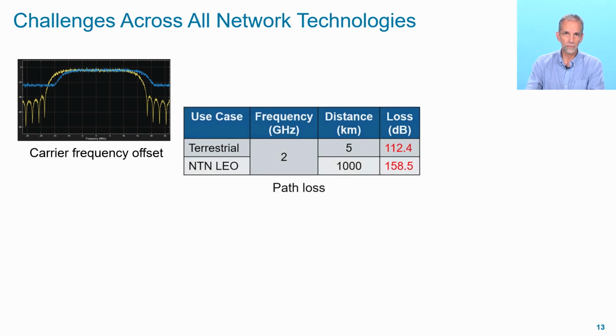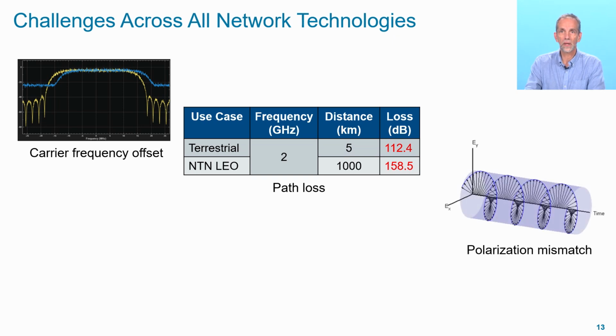Path loss. For a terrestrial link at a certain frequency, 2 gigahertz, your loss may be 112 dB. But for an NTN LEO at 1,000 kilometers up, your path loss is going to be almost 50 dB greater. So that implicates RF design and antenna design greatly. Also, polarization mismatch. As waves travel through the ionosphere, you are going to get Faraday rotation, which is going to create some mismatch and some loss. These have to be accounted for in a link budget calculation.